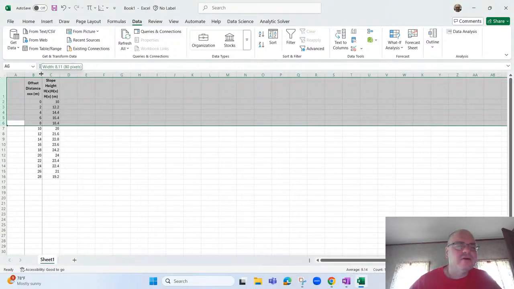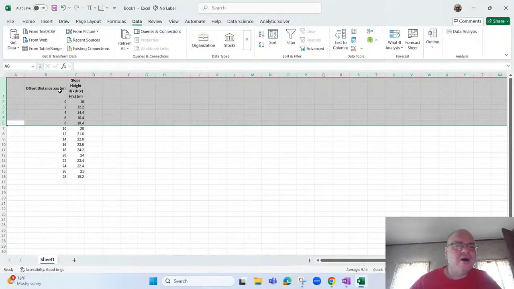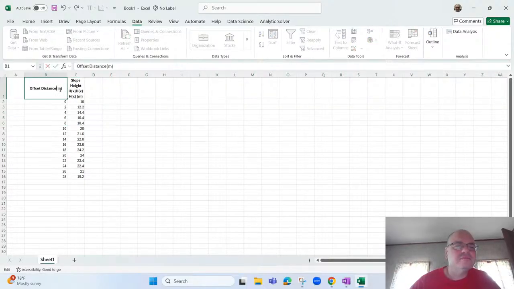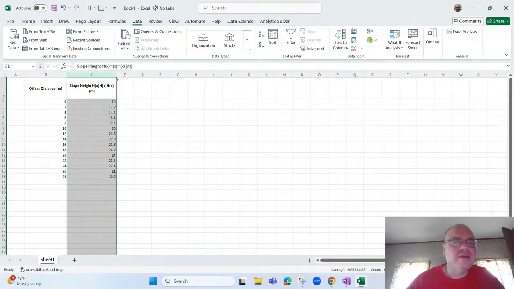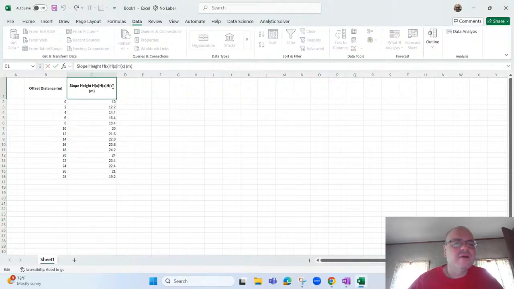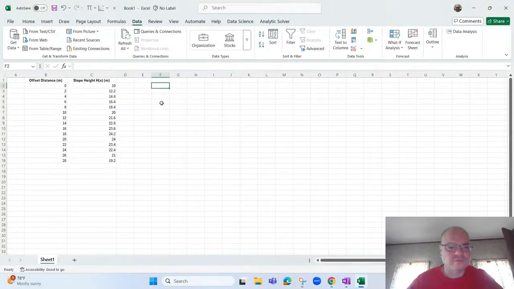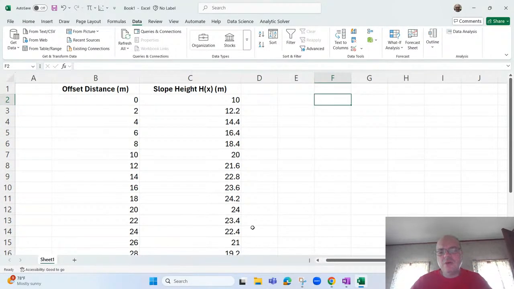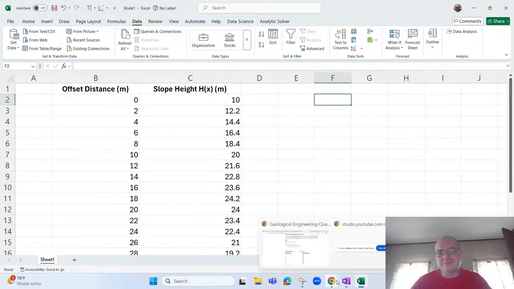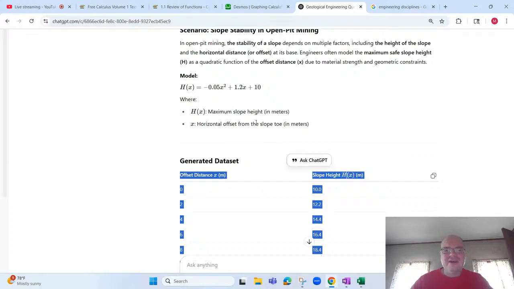Fine. So here's my data. Offset distance versus slope height. It's got some redundant stuff there, but we'll say slope height in meters. There we go. So here's my data. And what I want to show you, one thing that's not really explained that well in a calculus book that I was always curious about is how did they take this data and really create this function?